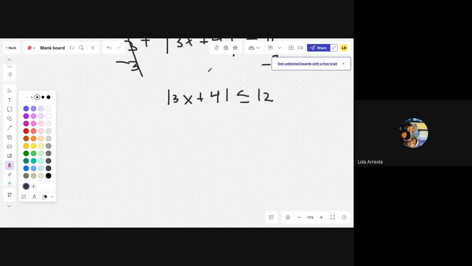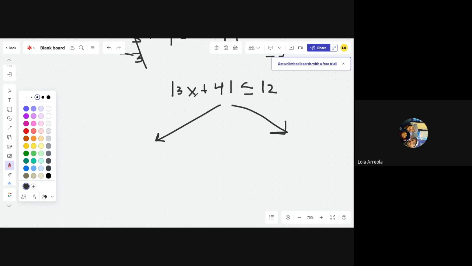Okay, now that I have the absolute value by itself, it divides into two problems. Once I remove the absolute value, it divides into two problems. One is essentially the same thing without the absolute value. So one of the problems is just 3x plus 4 is less than or equal to 12. That's one problem.